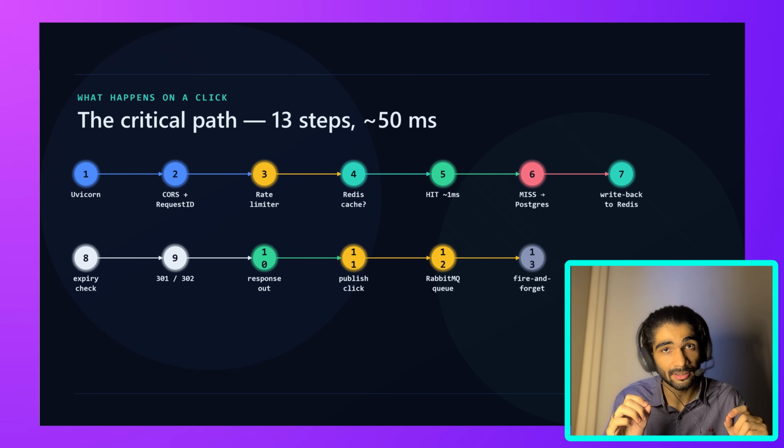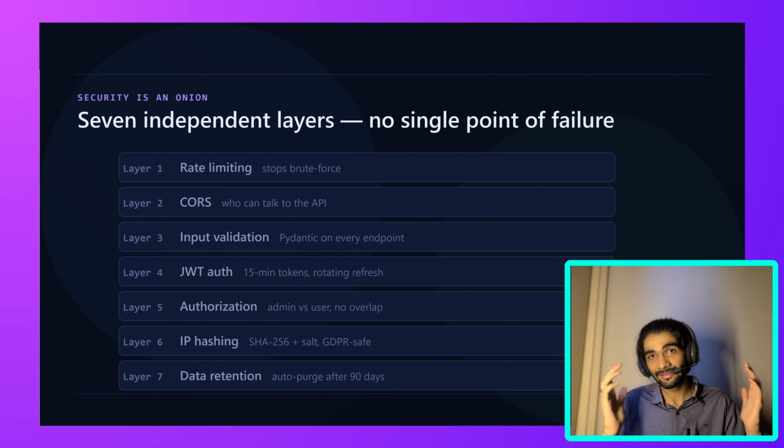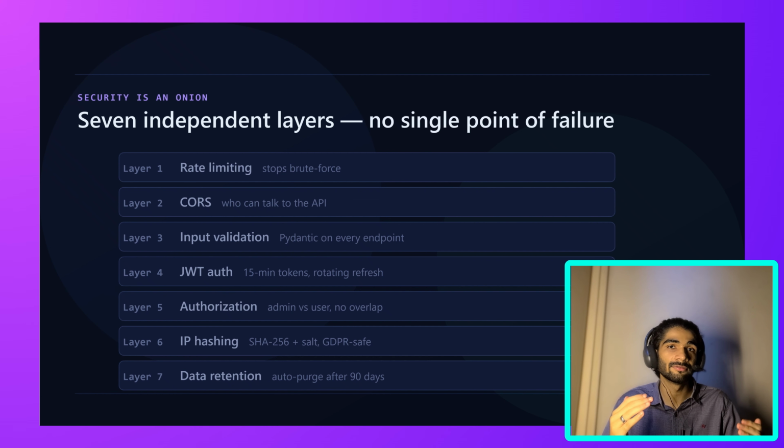If RabbitMQ is down, users still get redirected to their page. If Redis is down, we fall back to our database. The redirect must work. Okay. Security in this is like an onion. I have divided that into 7 layers. Let's walk through them one by one.